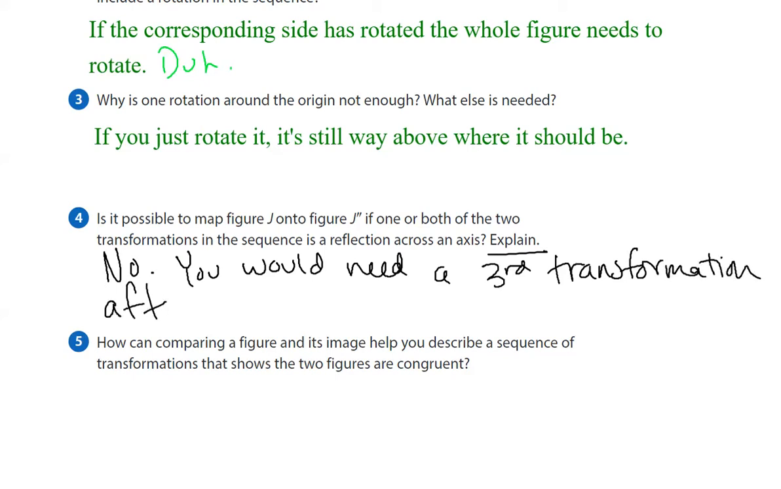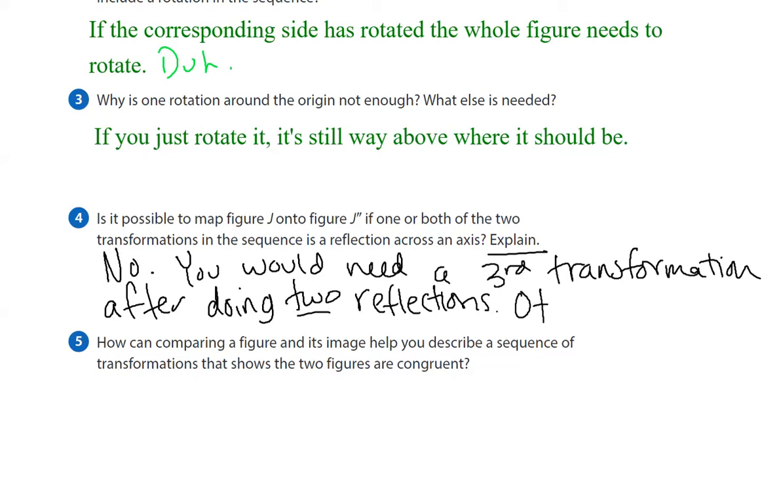after doing, oops, that's terrible. This is why I've been typing it. For goodness sakes. 2 reflections. Otherwise it would be backward because, you know, when your reflection's backwards. So if you only did 1 reflection, it would be backwards. Otherwise it would be backwards.